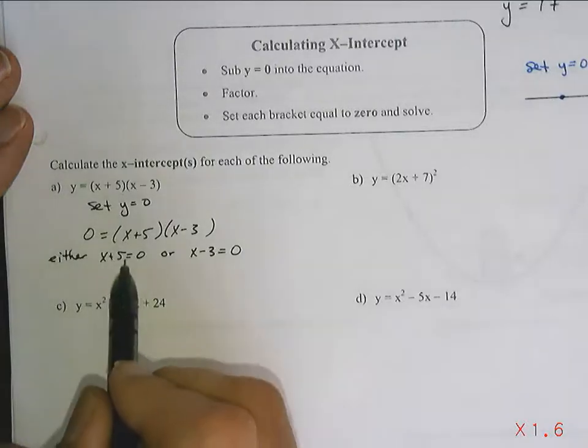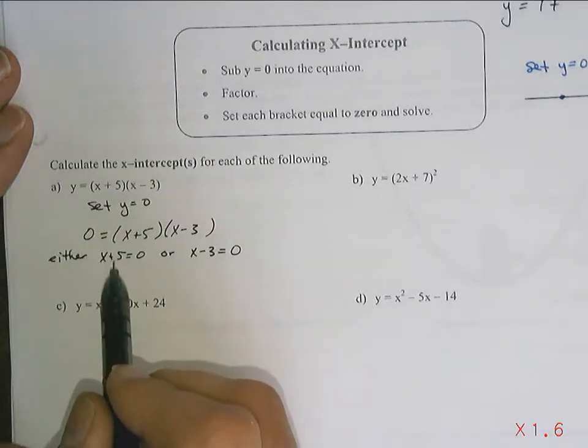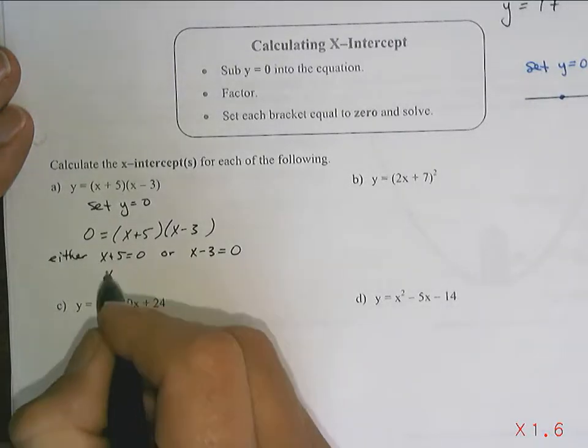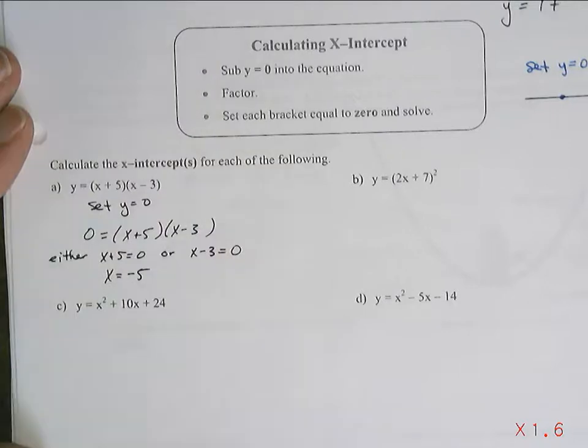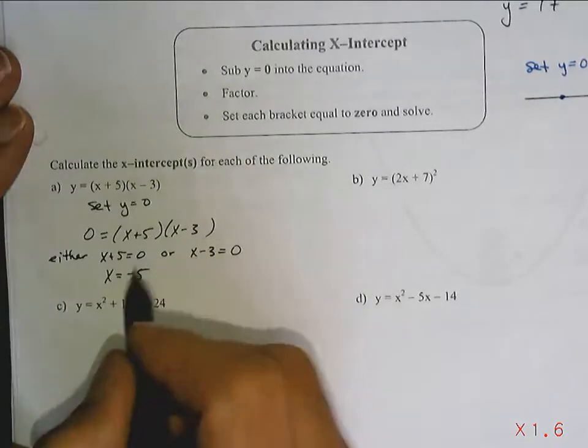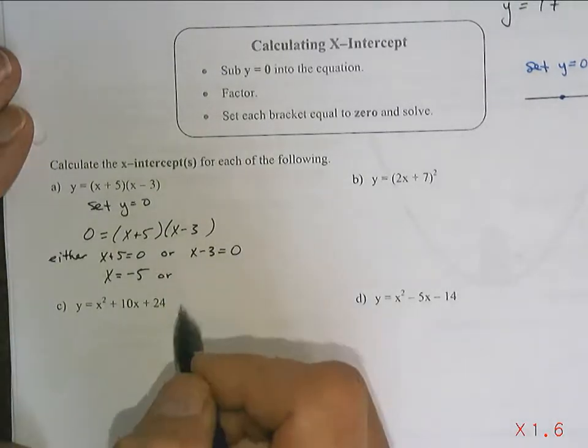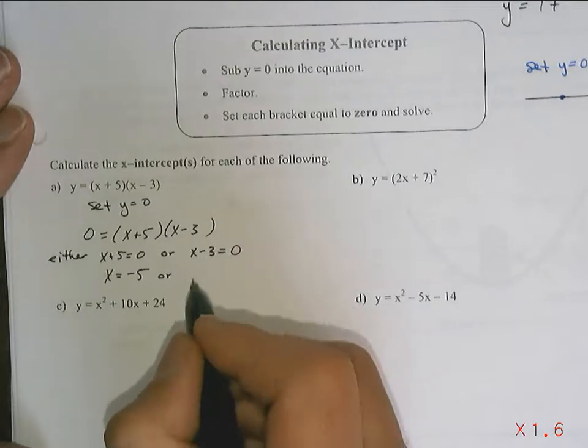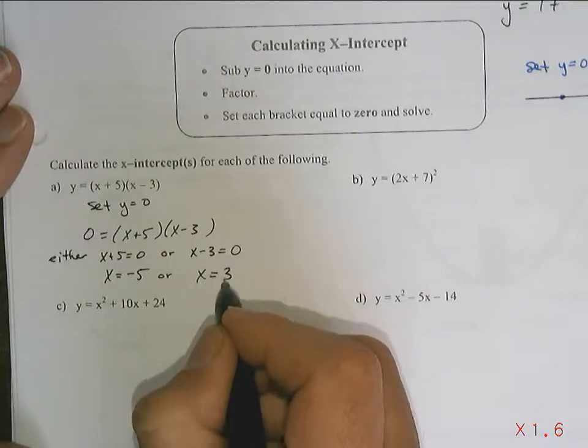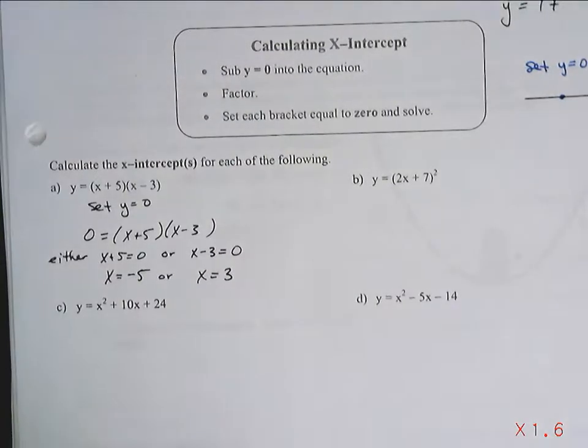And now you've got a very simple equation to solve. x plus 5 equals 0. Take 5 away from both sides and you get x equals negative 5. Or x minus 3 equals 0. Take the 3 over to the other side and you get x equals 3. Those, ladies and gentlemen, are your x-intercepts, otherwise known as your zeros.